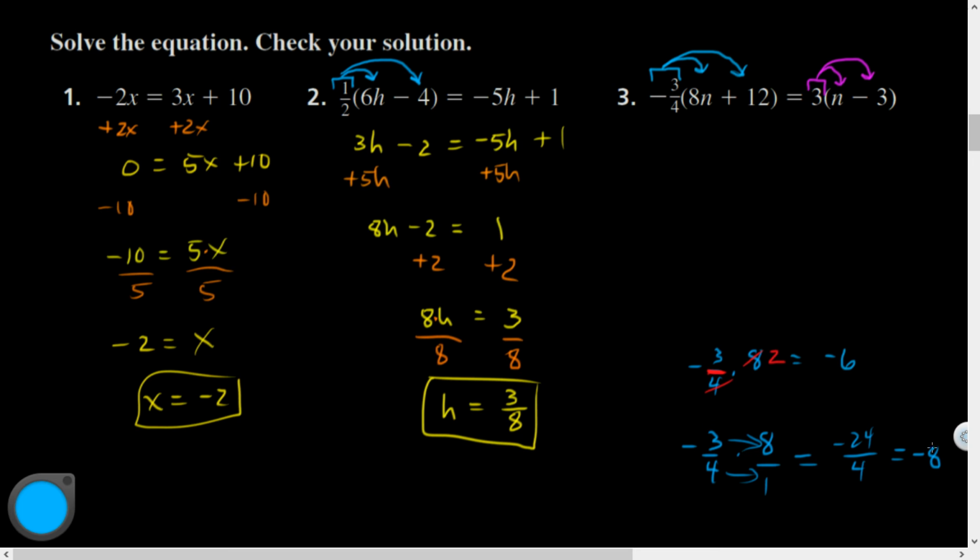Why did I get different answers? Because this I did wrong. Man, no one caught me on that error. Okay, so when I do this, I do 8 divided by 4. I get 2, and then I multiply by -3. I'm going to do 12 divided by 4, and then multiply by -3. And that'll be an easier way to deal with those fractions.